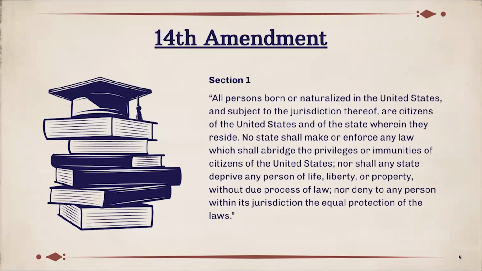And the 14th Amendment, there's actually 5 sections, but I'm only going to highlight section 1, and that is: all persons born or naturalized in the United States and subject to the jurisdiction thereof are citizens of the United States and of the state wherein they reside. No state shall make or enforce any law which shall abridge the privileges or immunities of citizens of the United States, nor shall any state deprive any person of life, liberty, or property without due process of law, nor deny to any person within its jurisdiction the equal protection of the laws.